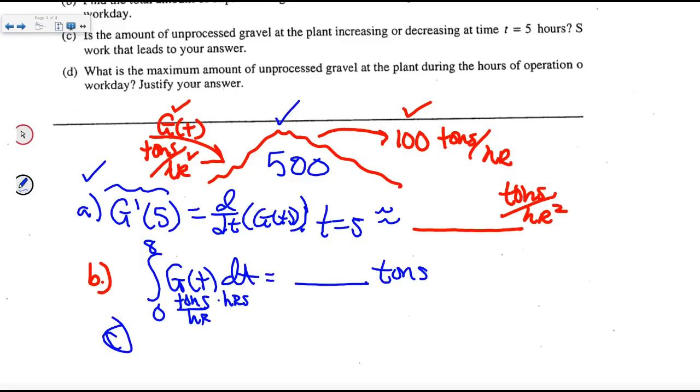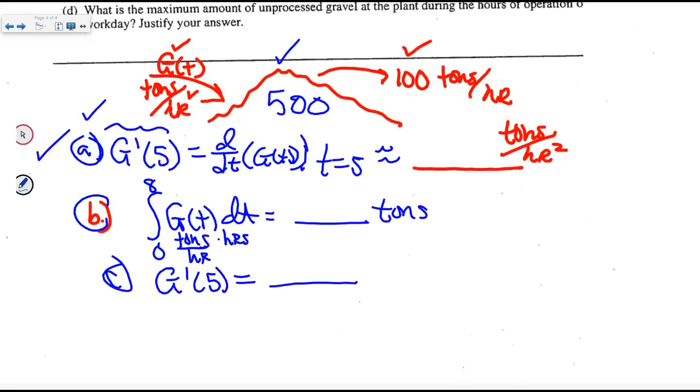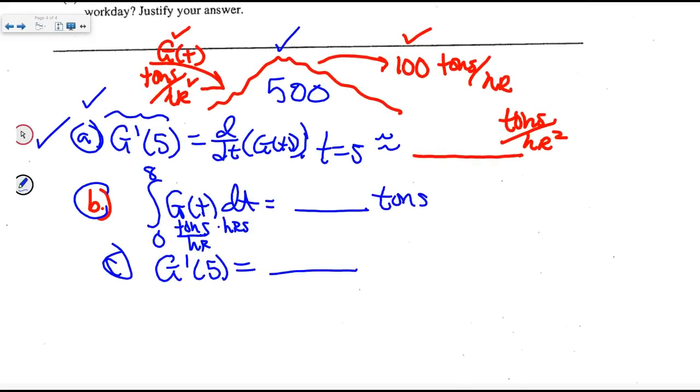Letter C. Is the amount of unprocessed gravel at the plant, that would be this pile right here, increasing or decreasing at 5 hours? Well, basically, for the increasing, decreasing questions, I just compare rate in at 5 to rate out at 5. Well, I found rate in at 5 in part A, but I don't have my calculator. So I'm just going to say G prime of 5 equals, and you'll write that number down because you will have done it. Rate out at 5 hours.